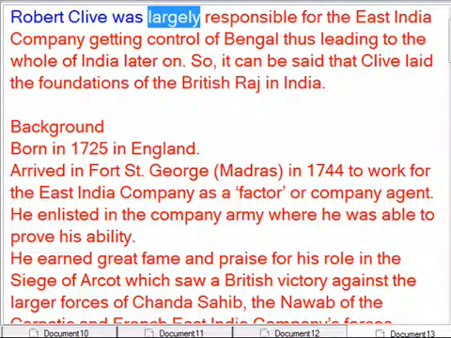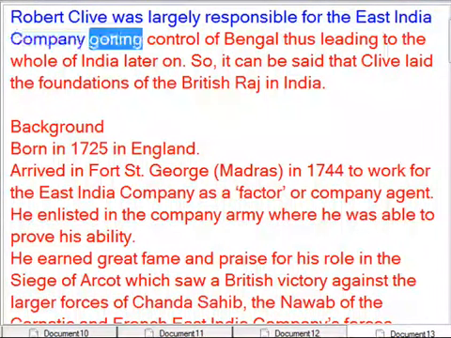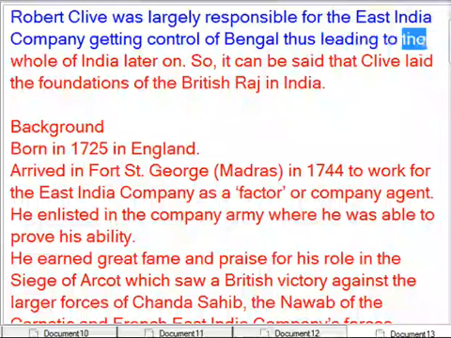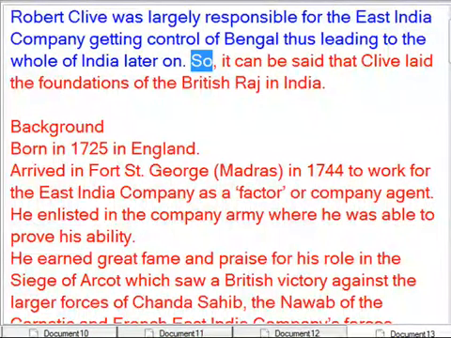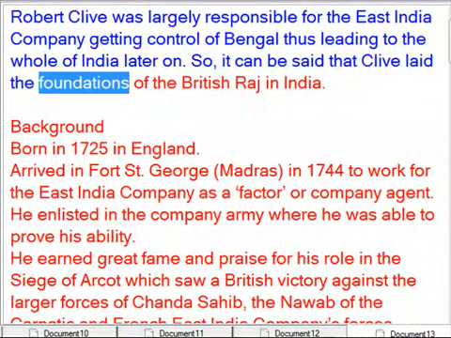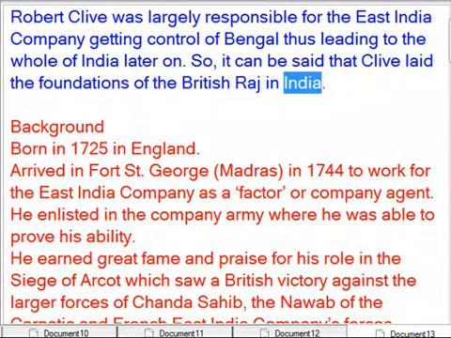Robert Clive was largely responsible for the East India Company getting control of Bengal, thus leading to the whole of India later on. So, it can be said that Clive laid the foundations of the British Raj in India.